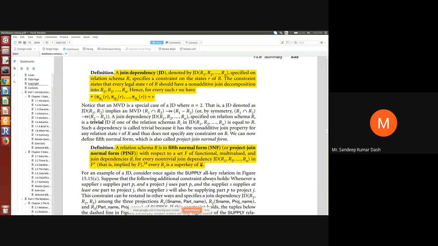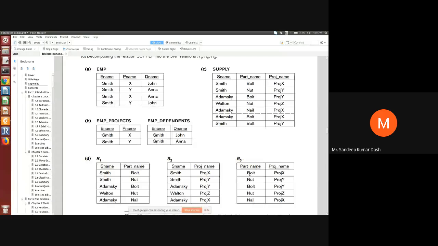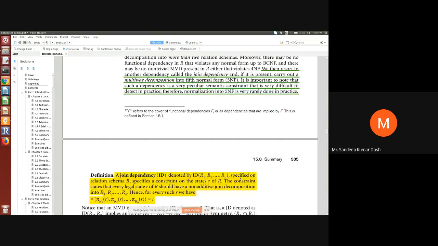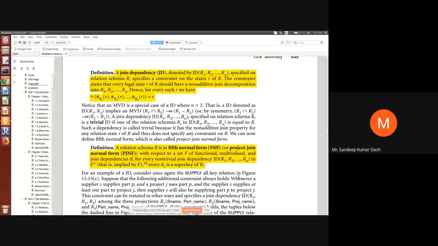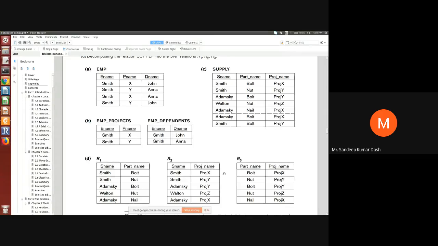If you see the example, the definition says a relation schema R is in fifth normal form when you are dividing the original relation into multiple R's and every R is a super key of R. That means these are all divided from this relation, and when you are combining these three, they do not have any additional spurious tuple introduced. Why? Because these are in 5NF.